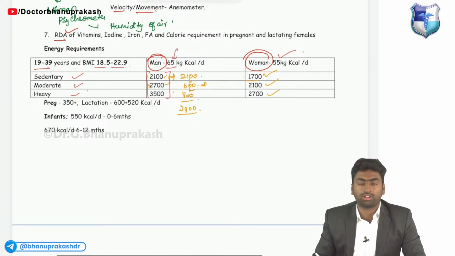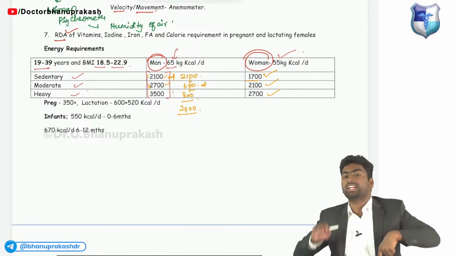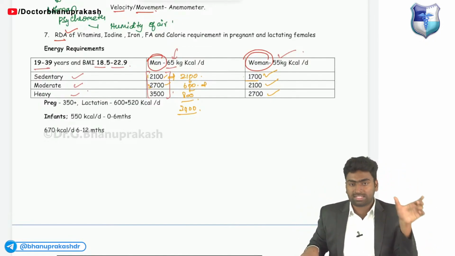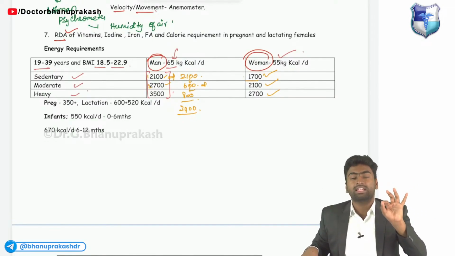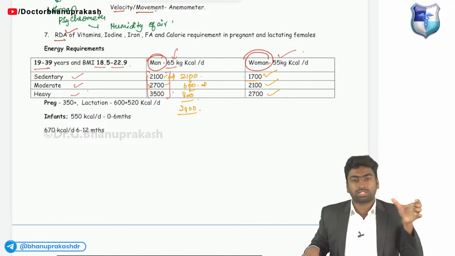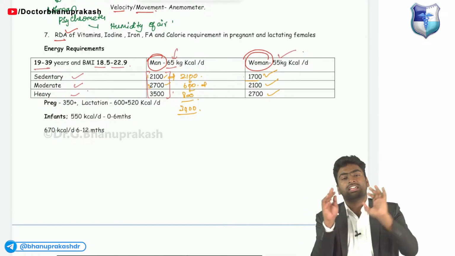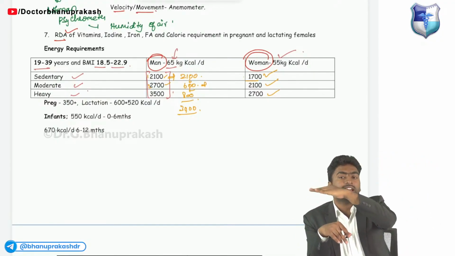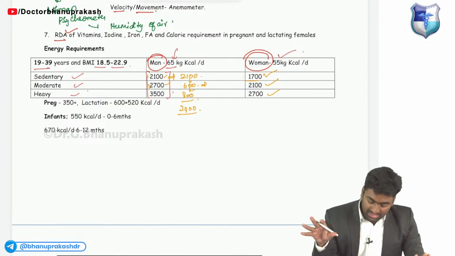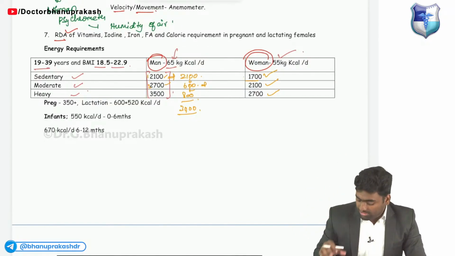Okay, that's it. You need to remember 2100 and 1700. 2100 plus 600, how much is that? 2700. 2700 plus 800, how much is that? 3500. The same here, just keep the same: 2500 first one, 2700 second one. Put it into the moderate and heavy worker level. That's it, it will remember for you.